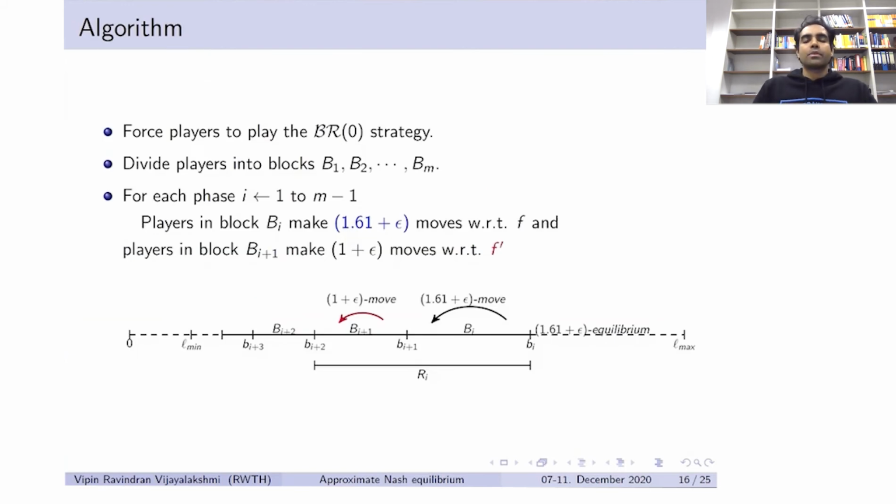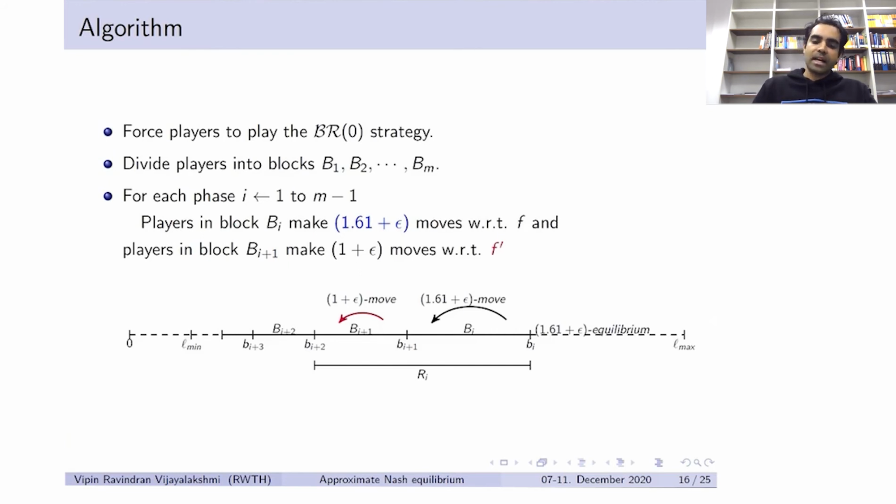First, we force all of these players to play their best response move, assuming that they are the only players in the game. They assume that no other player takes part in the game. Once all the players have taken such a best response move, we divide the players into blocks. The players in block B1 are the players with the highest cost, and the players in block BM are the players with the least cost. Once we've divided these players, the game continues in phases.